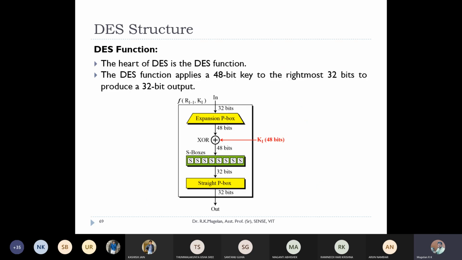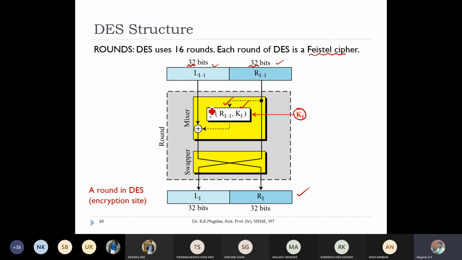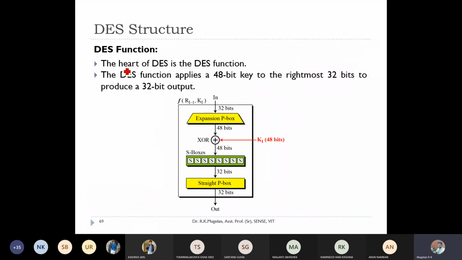Right? And if you move on here, the main thing is what is happening inside this white box, this function. This white box is called the heart of DES. Here this DES function is supplied with an input of only 32 bits, because only the right half of my previous round's input, or the plain text, is going to be given. Then comes the expansion P-box. This expansion P-box is going to convert the 32 bits into 48 bits. Only then can I XOR with the input round key, which is 48 bits, right?